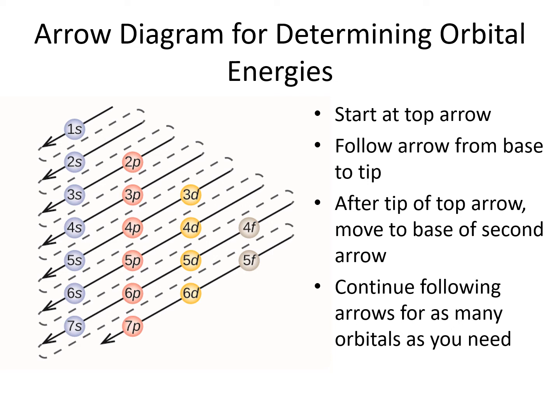Trace the lines from the base of the arrow to the tip of the arrow, then base of the next arrow through tip of the next arrow, and so on. As you move through the arrows, write out the subshells in order.